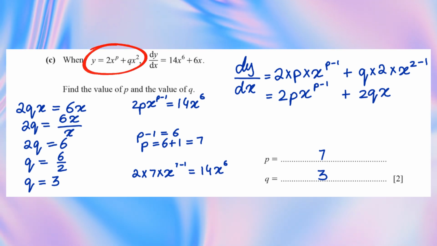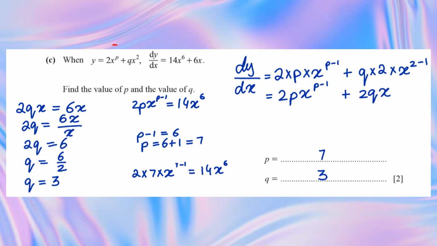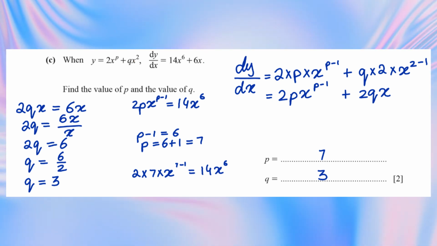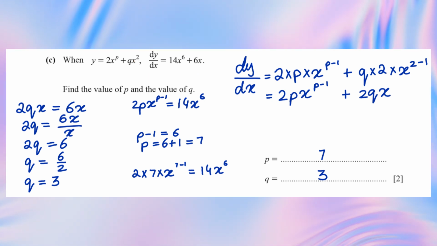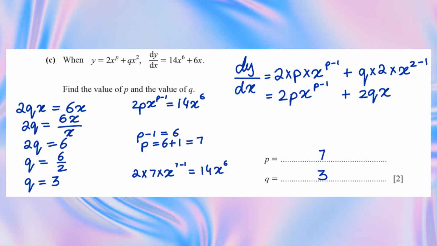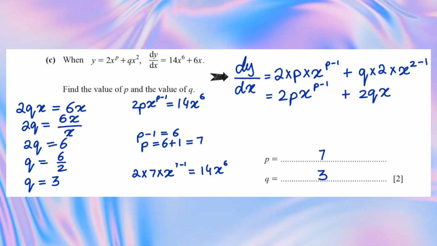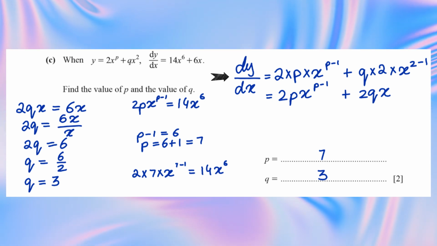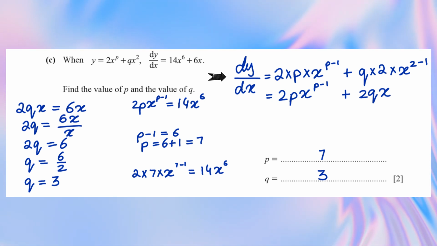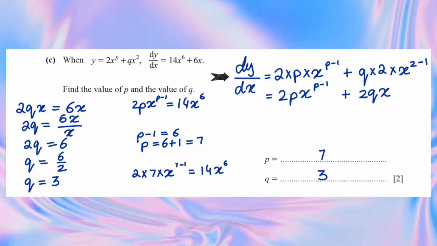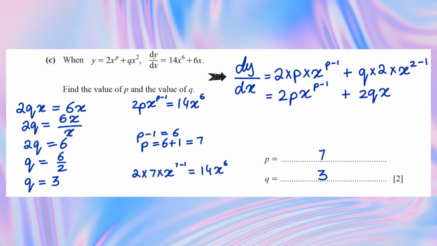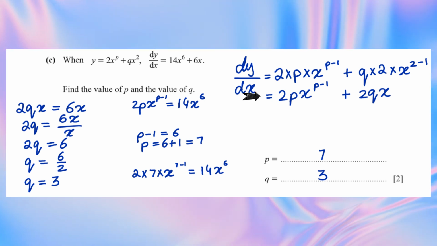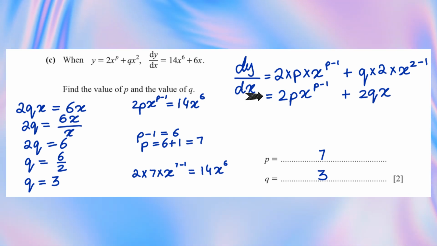Basically, we have to first find the derivative of this equation in terms of p and q. Then, we have to compare it to the derivative given in the question and equate the terms respectively to find p and q. Let's start solving to understand better. So first, we find the derivative of the equation in terms of p and q. This is dy by dx equals 2 into p into x to the power p minus 1, plus q into 2 into x to the power 2 minus 1. Simplifying, we get the derivative dy by dx as 2px to the power p minus 1 plus 2qx.